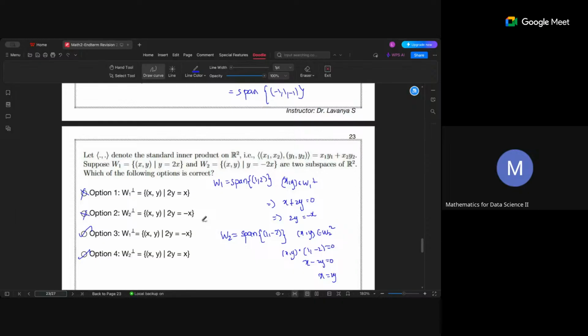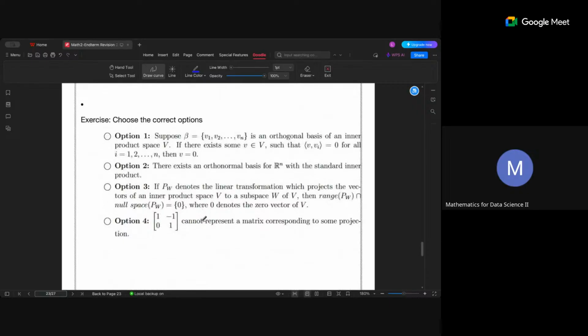Is this part clear? Yes, ma'am. Okay. Fine. So this is something important about projections. Suppose beta is an orthogonal basis in an inner product space. If there exists some vector v such that inner product v comma vi equal to 0 for all i equal to 1 to n, it means we are considering a vector orthogonal to all the basis vectors, then v is equal to 0. Is it true or not?